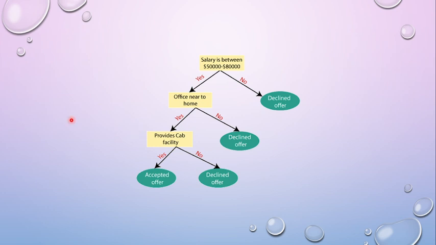The decision tree algorithm is one of the best algorithms for solving regression and classification in machine learning, and it is also a supervised learning algorithm.